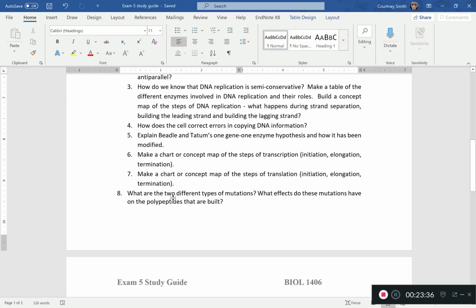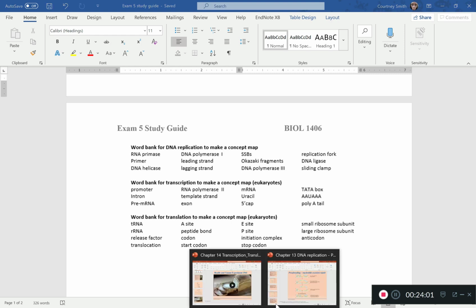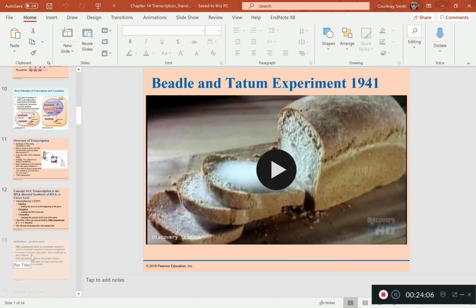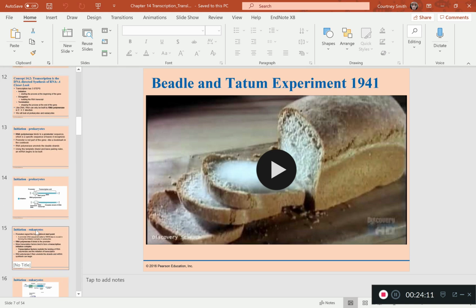Okie dokie. So with that, it says make a chart or a concept map about the steps of initiation, elongation, and termination in the context of transcription. Meaning, kind of like with DNA replication, if you know these words and what they pertain to in the context of transcription, you are good to go. But let's go ahead and talk about it real quick. That can also be found in chapter 14.